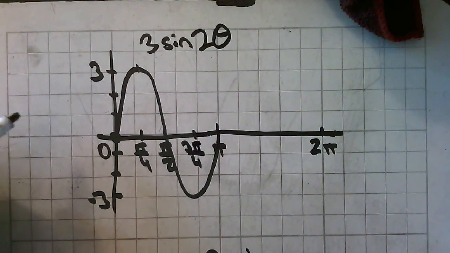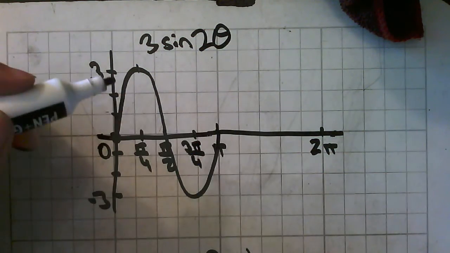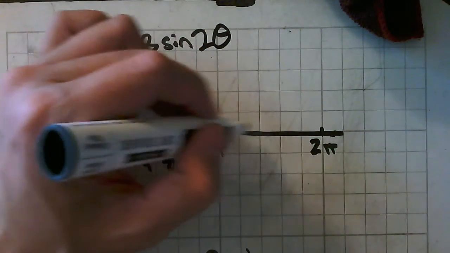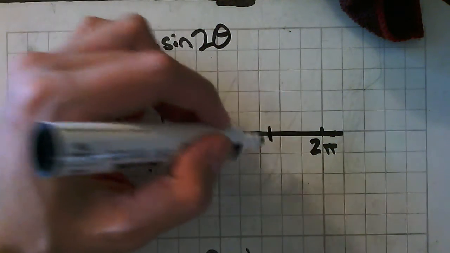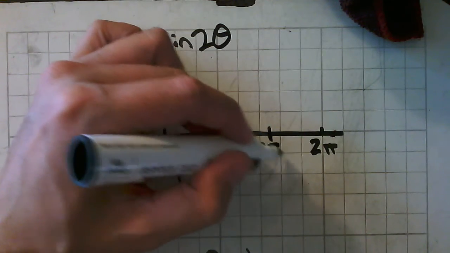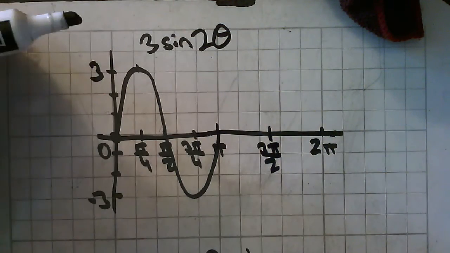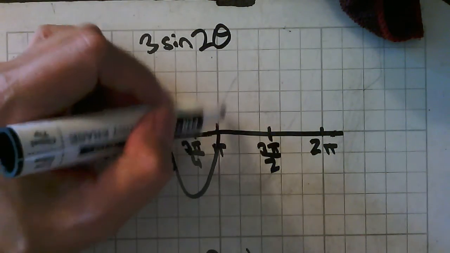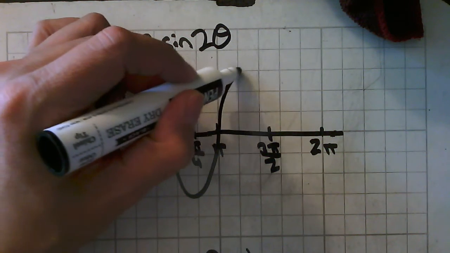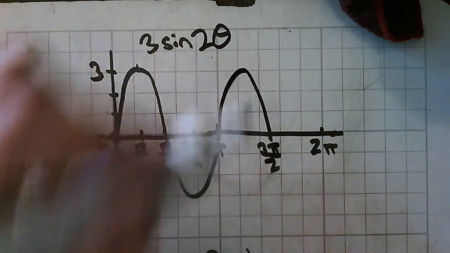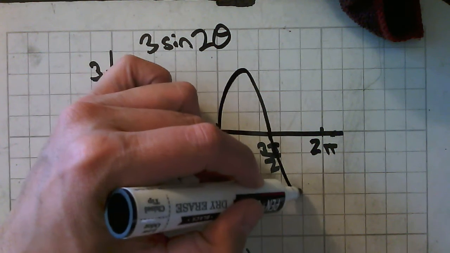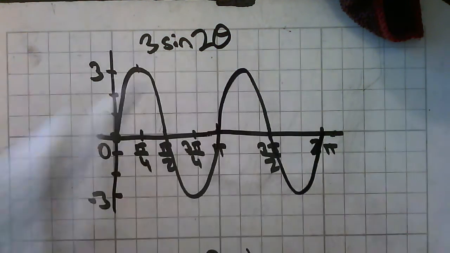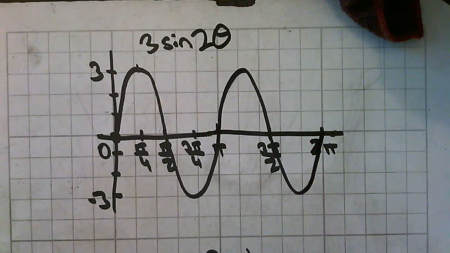Okay. So now we have to go to 2 pi, so we have to do another cycle. Again, the middle is going to be right here. This is going to be 3 pi over 2. So we know it's going to go up to 3. It's going to hit the middle. It's going to go down to -3. And then it's going to return to 0 at 2 pi.